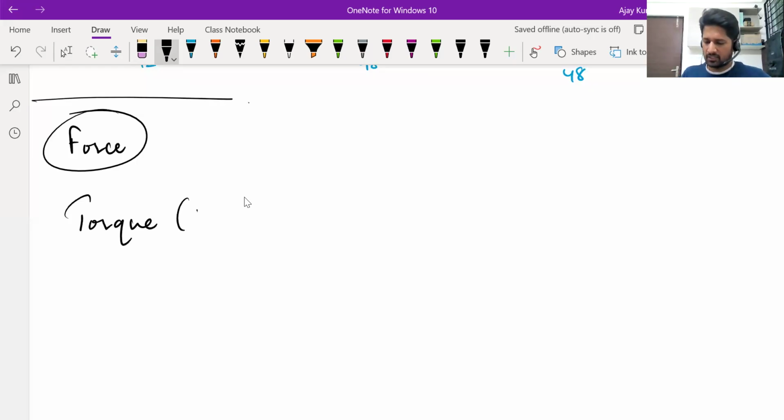Okay, denoted by the symbol tau. It's the rotational analog of force. What force does to translatory motion, torque does that to rotatory motion. Force tries to change the state of translatory motion. Torque tries to change the state of rotatory motion or rotational motion.